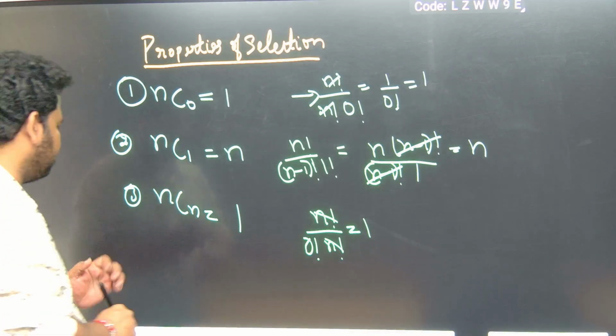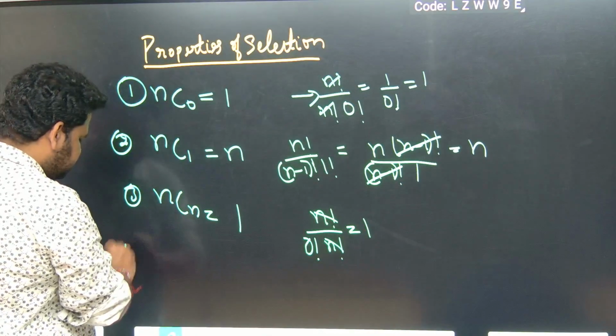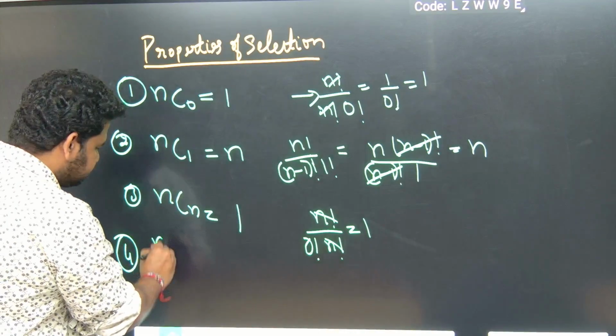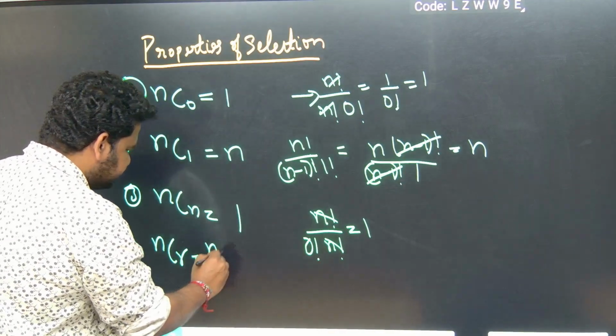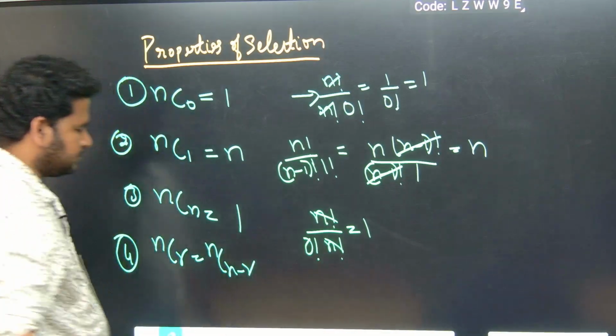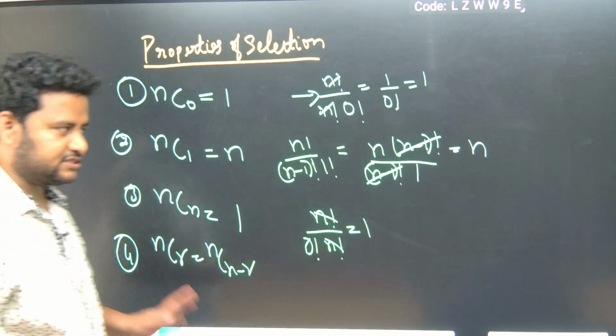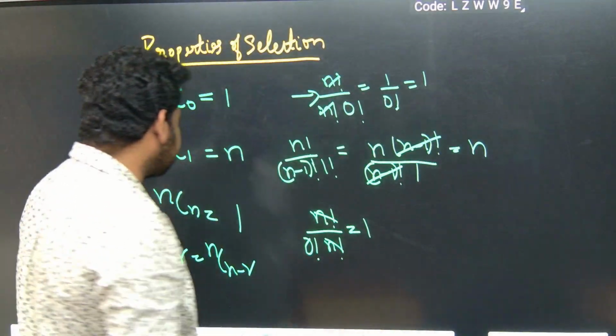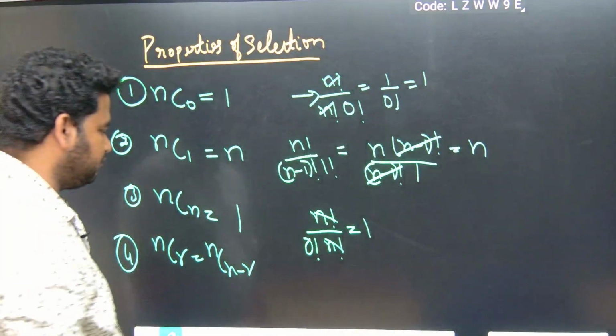Now property number 4. The property number 4 is nCr can be written as nC(n minus r). Very important property, a highly important property. So nCr can be written as nC(n minus r). So what do you mean by that?